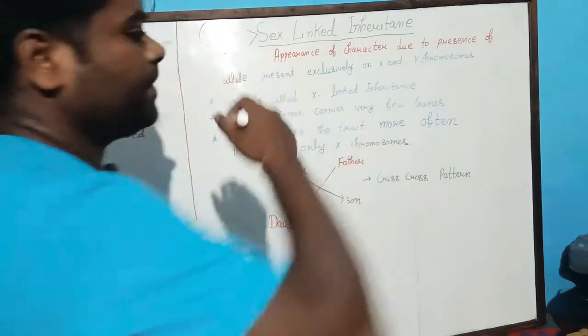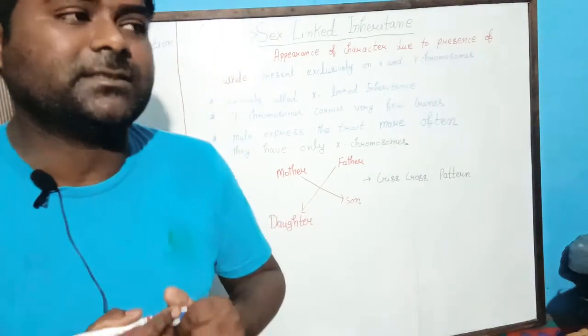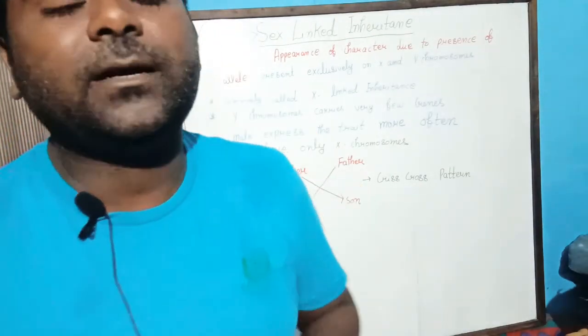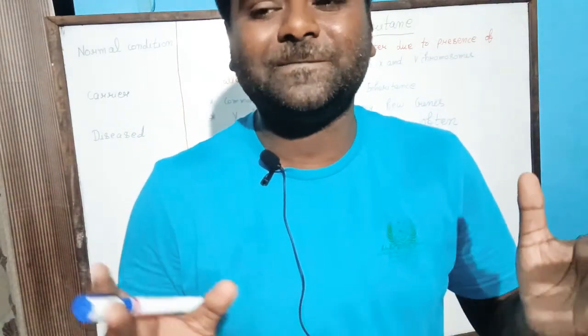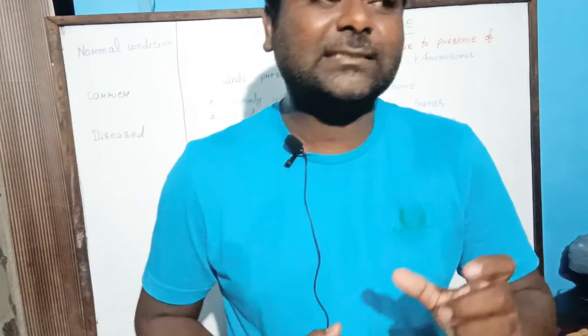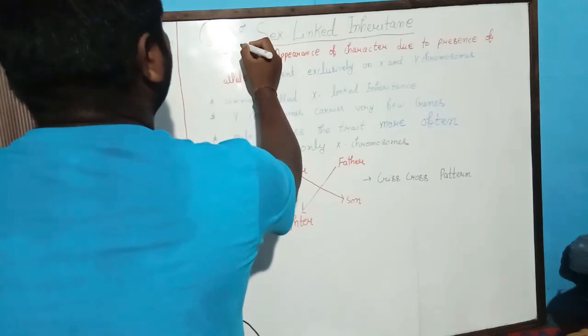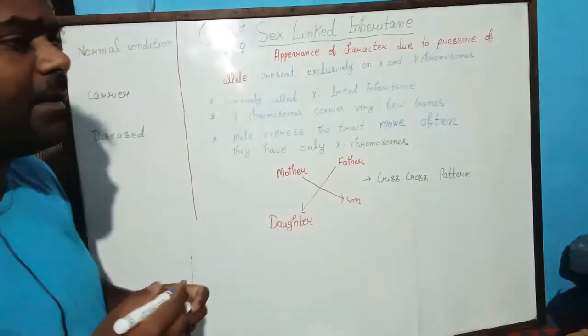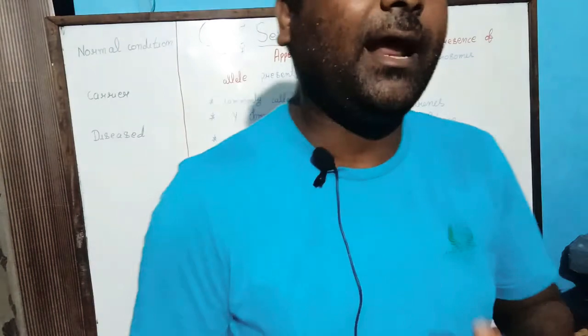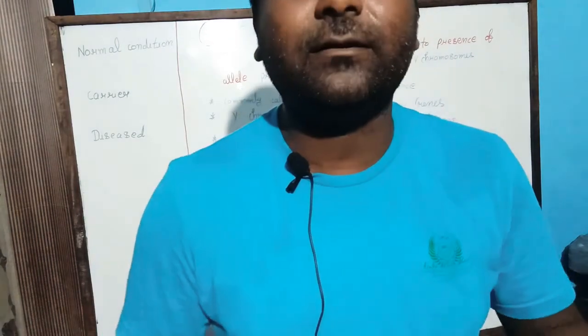we have a different imagination about this word, but as a biology student we have to focus on the understanding of this word. When you hear this word you must have imagined something that is not exactly right. Sex means we are talking about male and female. That is the meaning of sex. Male and female we call sex. Linked means connected or joined.